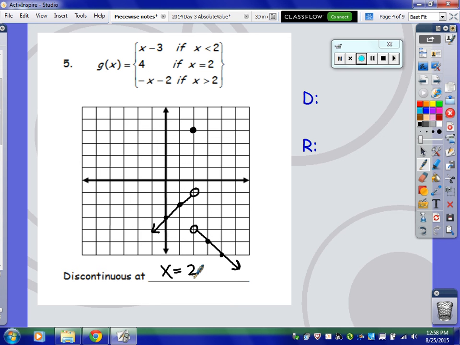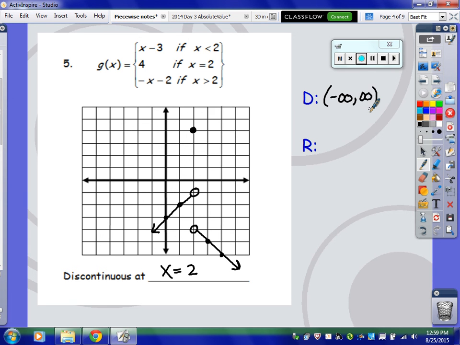All right, add your domain and range. It wasn't on your notes, so let's add that to it, domain and range. All right, notice our domain here, even though we have that discontinuity here at 2, we still cover all the x values. So that means our domain is all reals. So negative infinity to positive infinity.